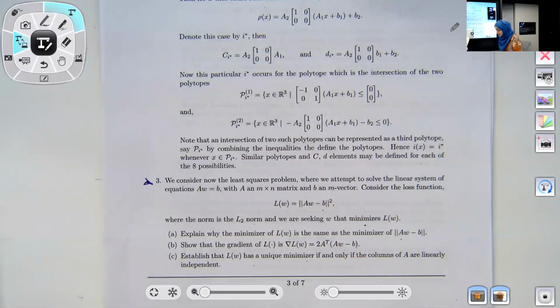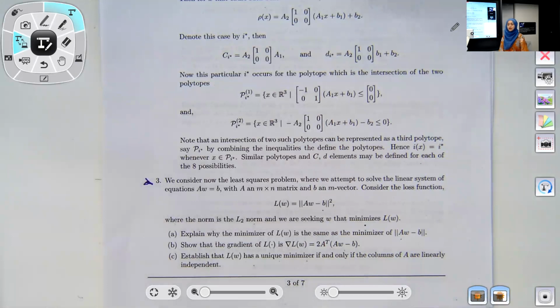In question 3, they ask, we consider now the least squares problem, where we attempt to solve the linear system of equations A omega equals B, with A an M times N matrix and B an M vector. Consider the loss function. They give you the loss function L of omega equals the norm of A omega minus B squared, where the norm is the L2 norm, and we are seeking omega that minimizes L of omega.